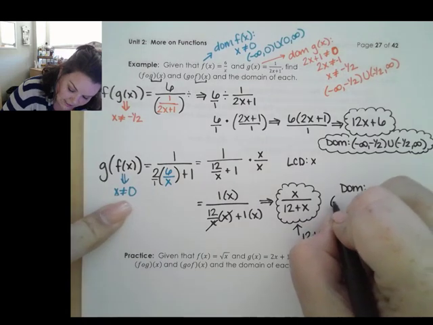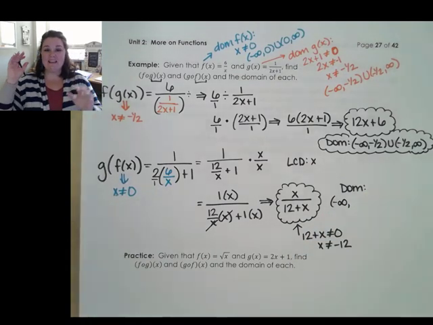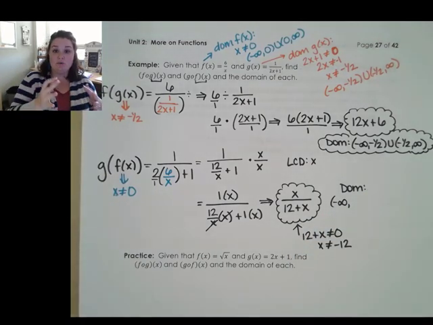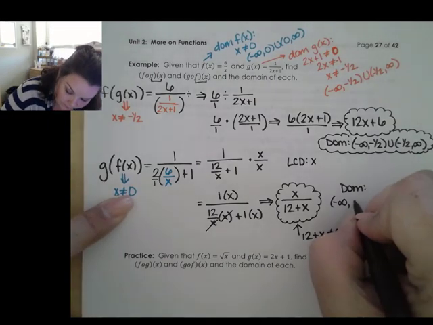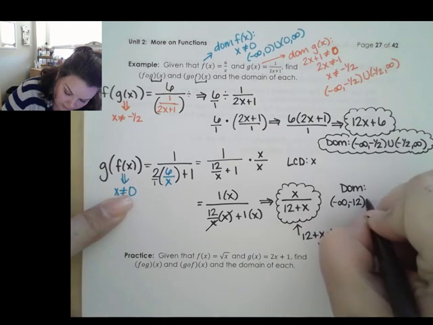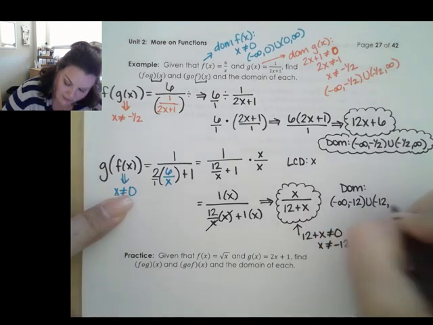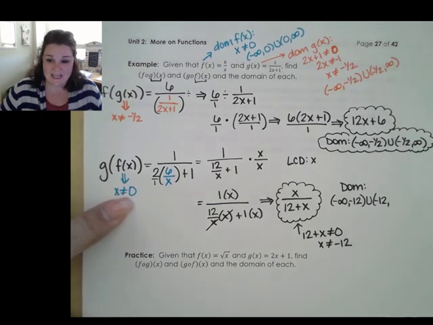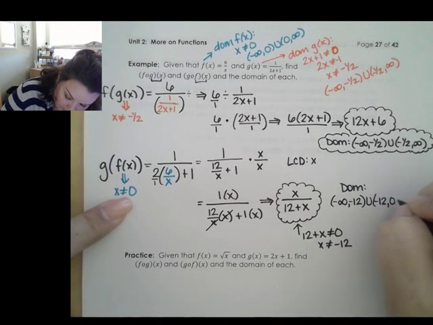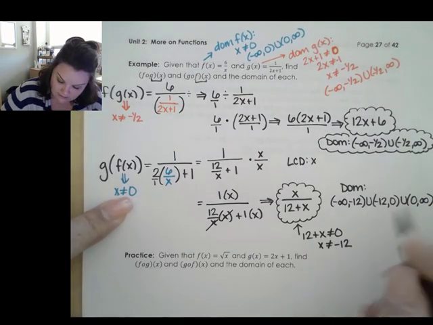So I'm going to start at negative infinity. It can be anything in the negative direction up to our first issue, which here would be negative 12. And then it could be anything from negative 12 on over to our next issue, which is that it can't be 0. So I've got to take 0 out. But then it can be anything bigger than 0.